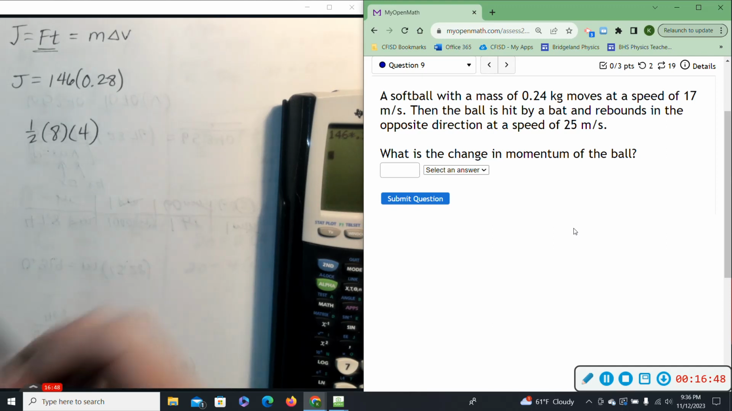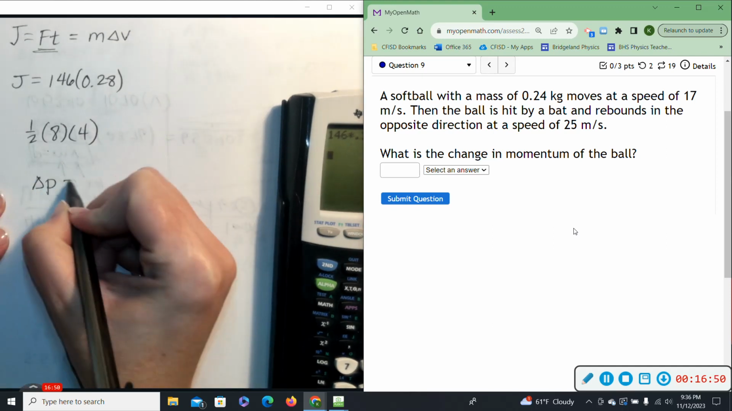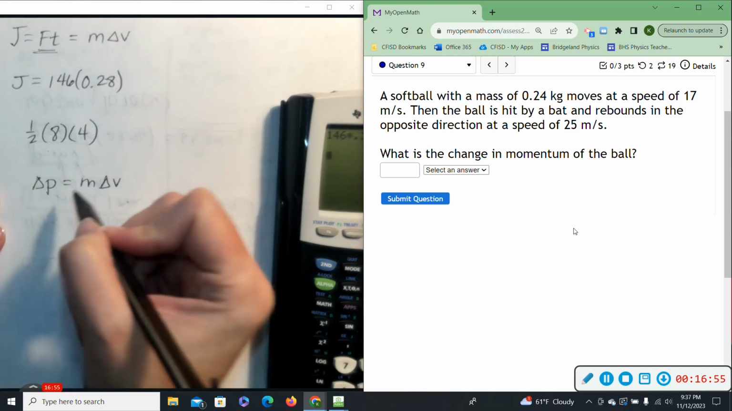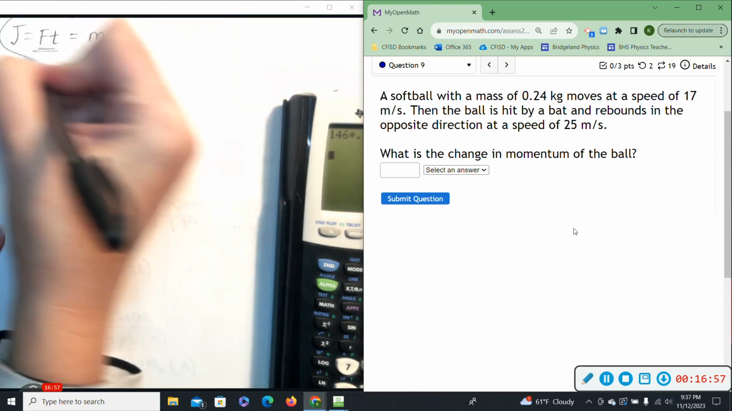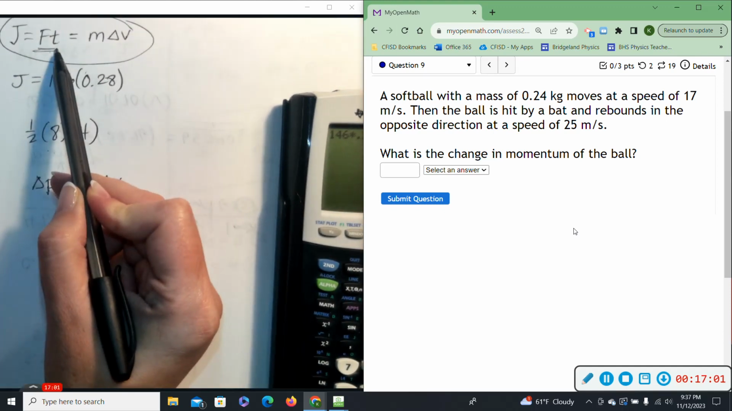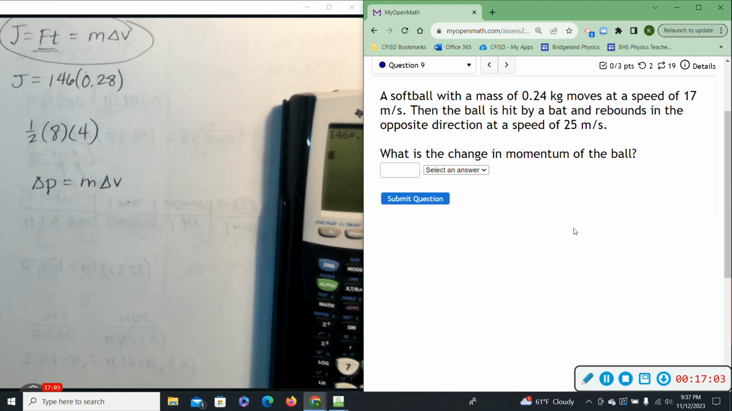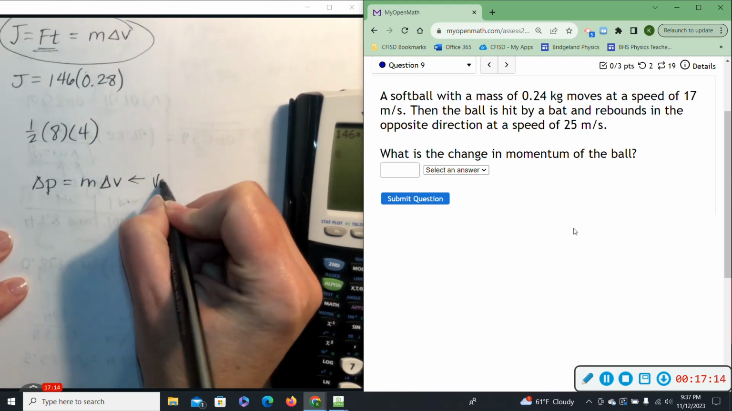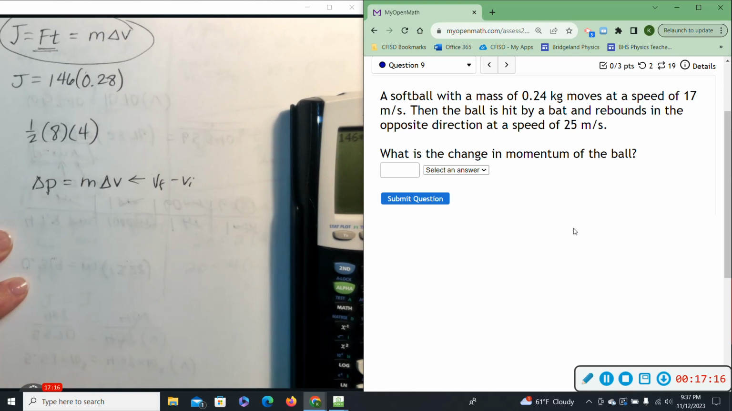The formula for change in momentum, or delta P, is mass times change in velocity. But again, change in momentum is also equal to impulse. So if we had force and time, we could also use that to answer this question. However, in this particular question, we don't have force and time. We do have mass, and we do have 2 different velocities. Again, change in velocity is going to be final velocity minus initial velocity.